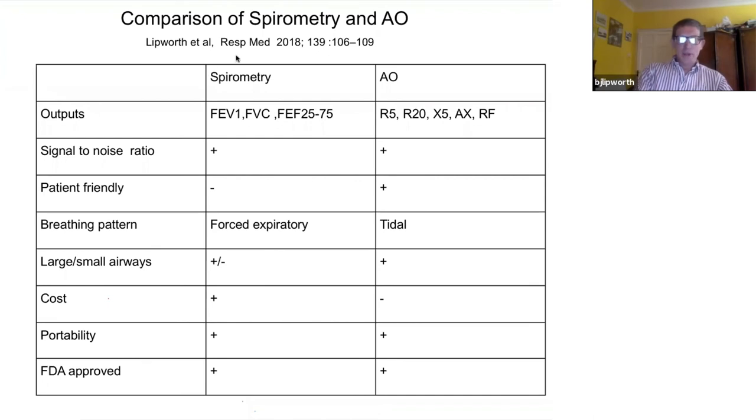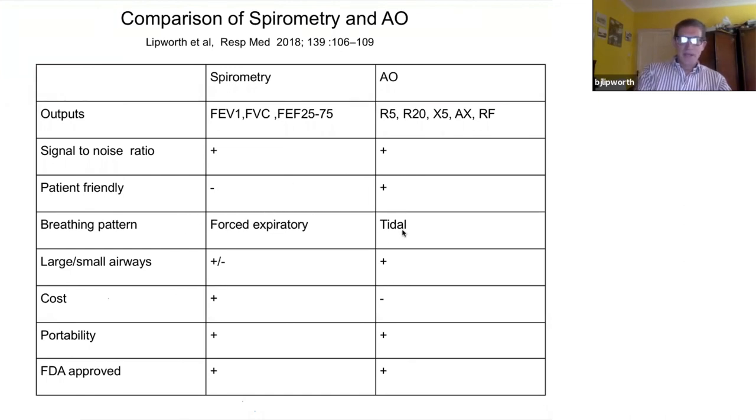So let's just look at a head-to-head. This is a review that I wrote, you might want to read, in Respiratory Medicine, on the utility of measuring spirometry and airway oscillometry. So I think this table's useful. The outputs, you already know what you get in airway oscillometry and spirometry. They both have an excellent signal-to-noise ratio. I think spirometry is not patient-friendly because it's quite hard to do a forced expiratory maneuver, particularly in COPD, breathing out all the way to residual volume.